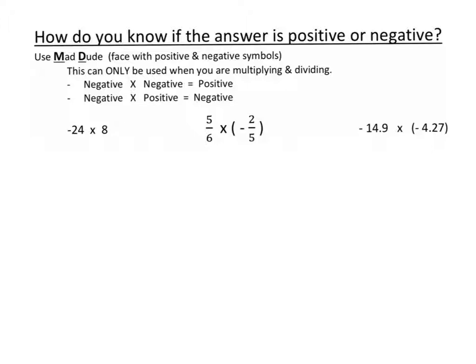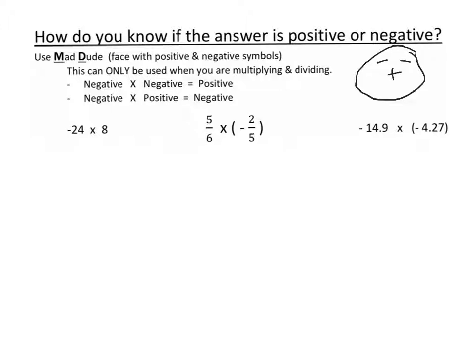The next thing we're going to look at is how do you know if the answer is a positive or a negative? So we use something called MADDUDE. Now if you notice, the M and the D are underlined. So we can only use MADDUDE when we multiply for M or divide for dude. So the way we draw this is we put a circle and his eyes are minuses and his nose is a plus.